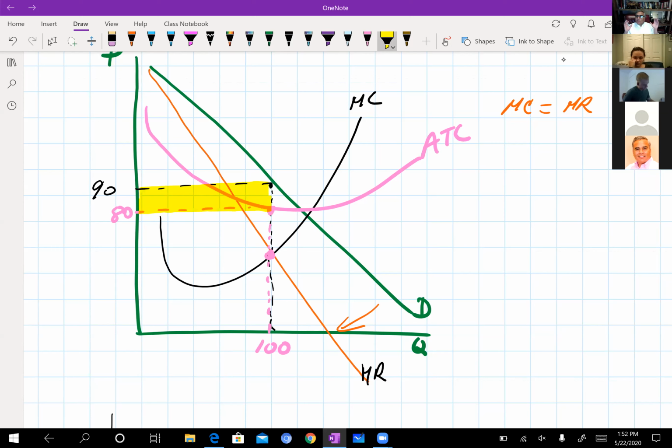Again, it's a very simple thing for you to understand, guys. A monopoly is going to stop producing where marginal cost equals marginal revenue, which in this case will be right here. Then they produce that level of output, which is 100, and then they will charge as much as the consumers are willing to pay, which is this price right here, 90. Consumers are willing to pay 90, so then they will charge that price. And as you can see, the company is making money. Any questions?